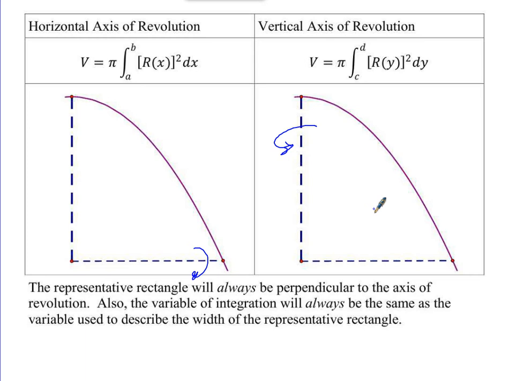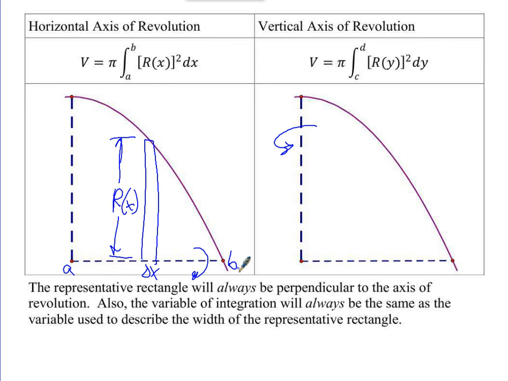All right, so I have a horizontal axis of revolution here. Horizontal axis of revolution, which means that my representative rectangle needs to be oriented which way? Vertically. Here's my representative rectangle, which means that my radius, r of x, will be this. And I have a delta x for the width of that rectangle. And my slider that I have set up, my representative rectangle, will slide from A to B. Okay?